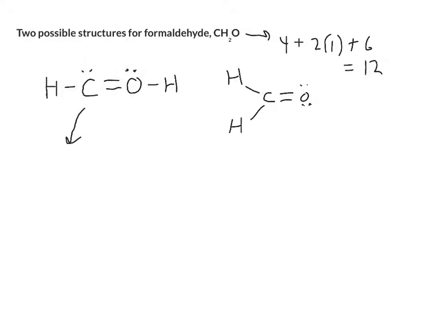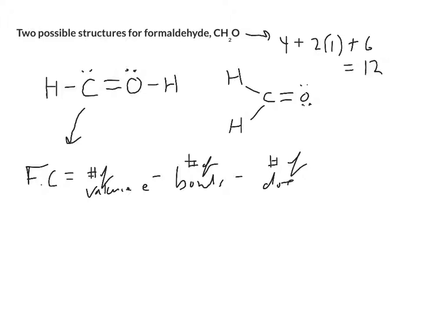But the shortcut way of how you remember this is how you calculate it. So FC, formal charge, is equal to the group number, the number of valence electrons, minus the number of bonds, minus the number of dots, or electrons.